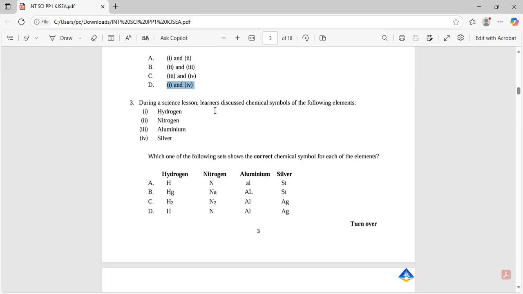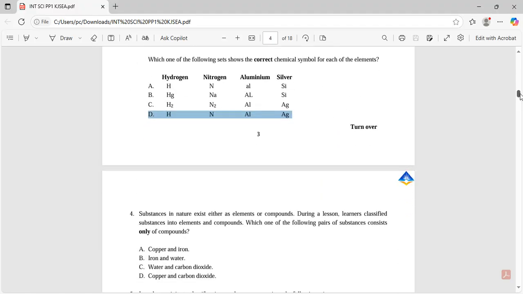Number 3, so we have, during a science lesson, learners discuss chemical symbols of the following elements: hydrogen, nitrogen, aluminium, and silver. Which of the following sets shows the correct chemical symbols of the elements? So A, hydrogen H, nitrogen N, aluminium, not a small Al, so A not. So B, hydrogen, not Hg. You eliminate that one. C, hydrogen, not H2, so you're left with D, hydrogen H, nitrogen N, aluminium capital A, small l, silver Ag. So number 3, D.